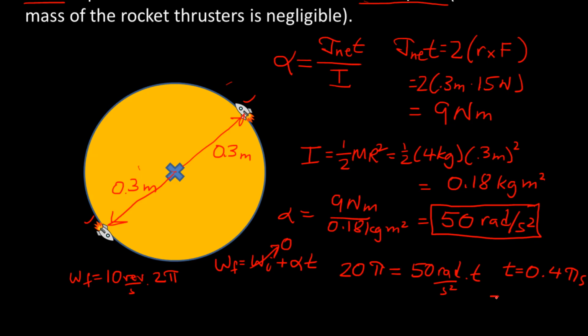Let's go ahead and put that into real numbers. And I get 0.4 times pi, about 1.256 seconds. Make that decimal place a little bit bigger. So about 1.25 seconds to speed up once we put our rocket thrusters on there.